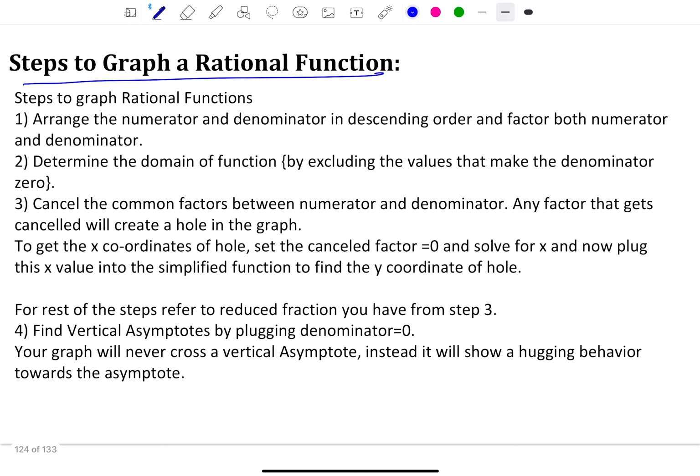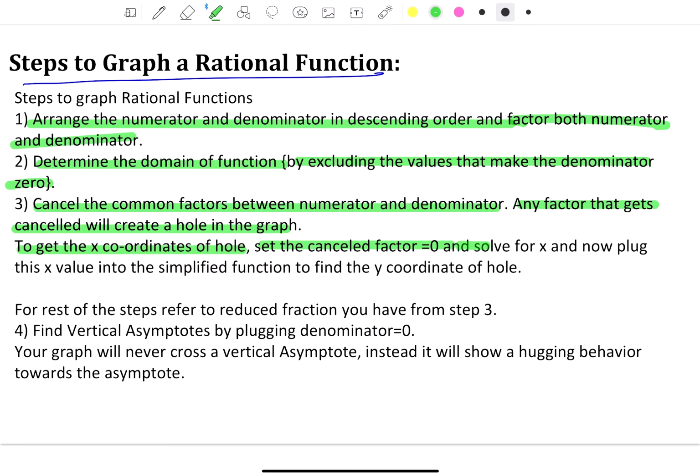Steps to graph a rational function. Step 1 is to arrange the numerator and denominator in descending order and factor both. Step 2, determine the domain of the function. Exclude any values that make the denominator 0. Step 3, cancel the common factors between numerator and denominator. Any factors that get cancelled will create a hole in the graph. To get the x coordinate of the hole, set the cancelled factor equal to 0 and solve for x. Now plug this x value into the simplified function to find the y coordinate of the hole.